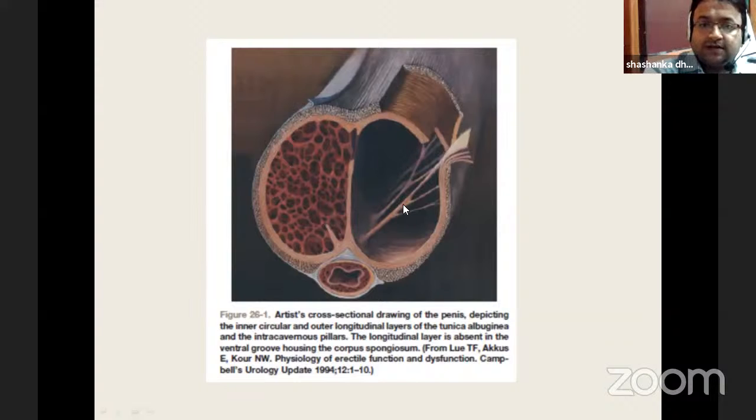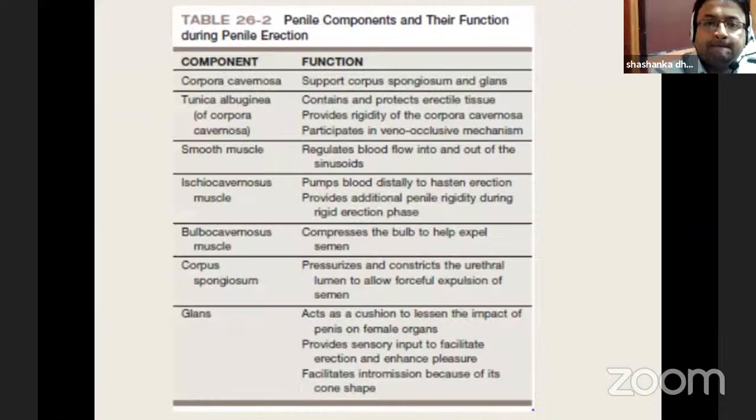These are the columns or pillars, the intracavernous pillars, which provide support to the septum as well as to the erectile tissue. Each component has some function, like the corpora cavernosa, which supports the corpus spongiosum and glans. The tunica albuginea contains and protects the erectile tissue, and it also provides rigidity to the cavernosa. It also participates in the veno-occlusive mechanism, as we talked about earlier. The emissary veins get compressed between the outer and inner layer of the tunica albuginea, so the blood flow away from the penis is blocked. This helps to maintain the erection.